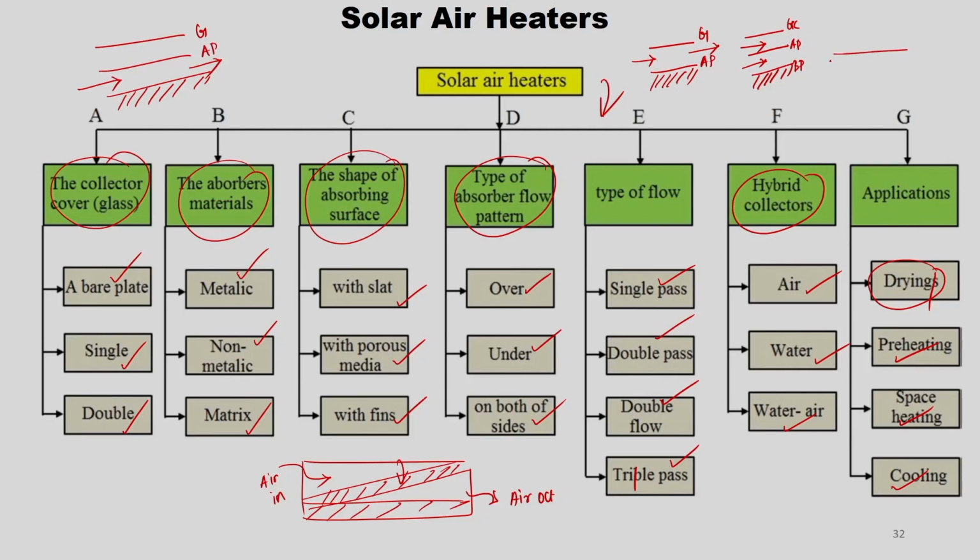If you see the normal collector, this is the glass cover, this is the absorber plate. This is kind of 3D. So, here you can have, for example, here we have seen, right, where is that fin material, finned tube, yes, here the shape of the absorbing surface.